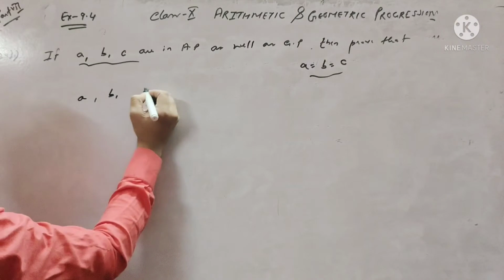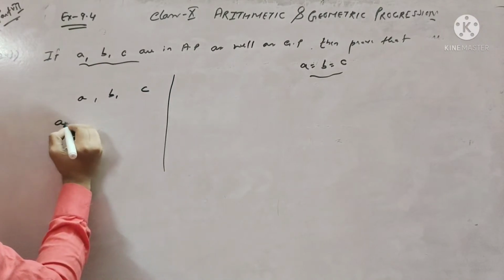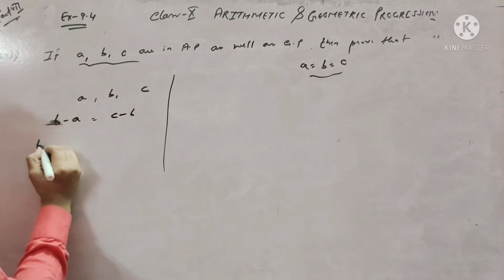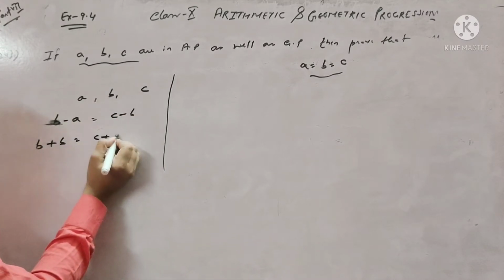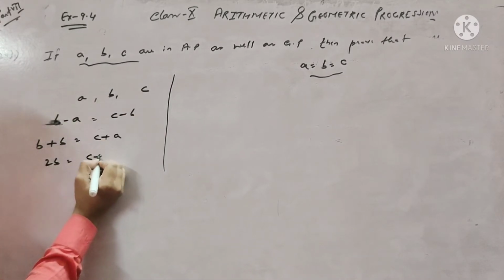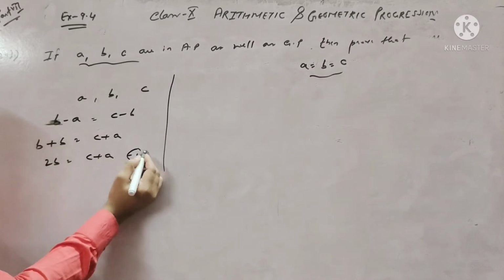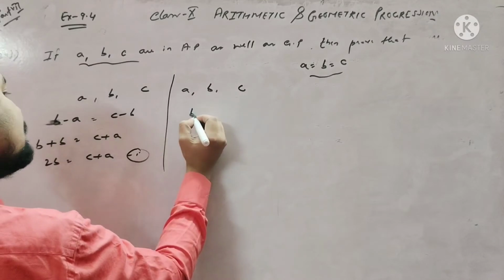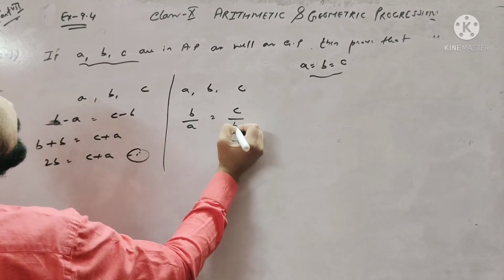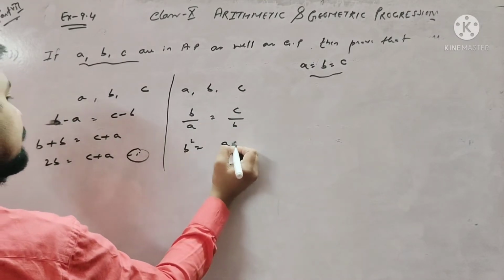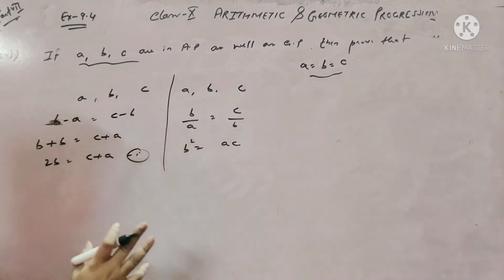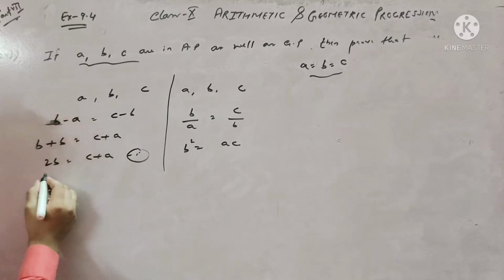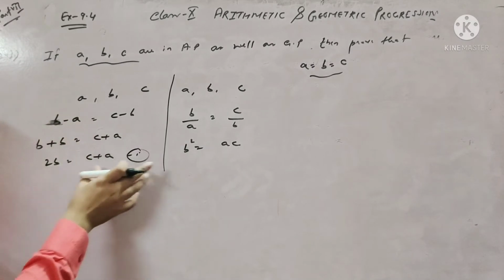If A, B, C are in AP, that means B minus A equals C minus B, then B plus B equals C plus A, so 2B equals C plus A. Equation 1. If A, B, C are in GP, that means common ratios are equal, so B square equals AC. Clear? B square equals AC. Okay, so this is equation 1, this is equation 2.